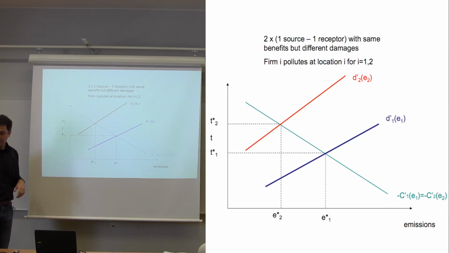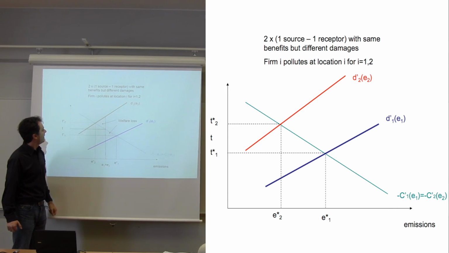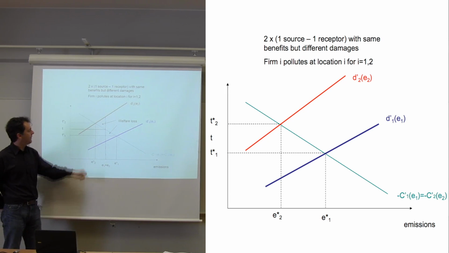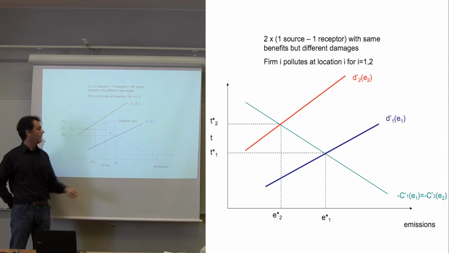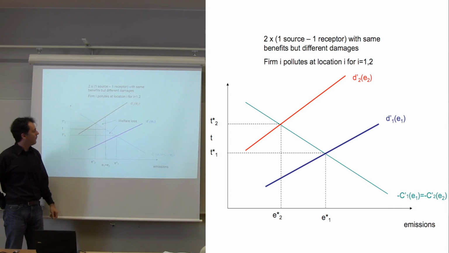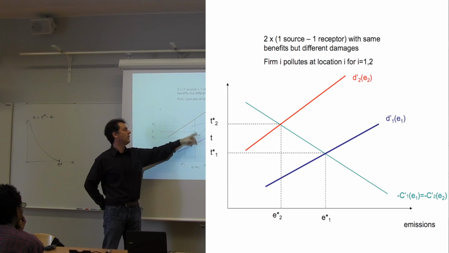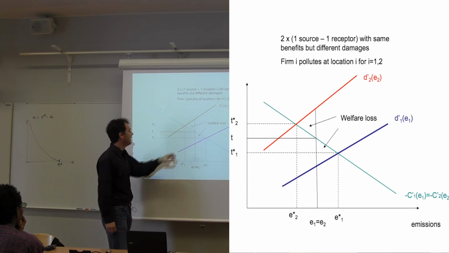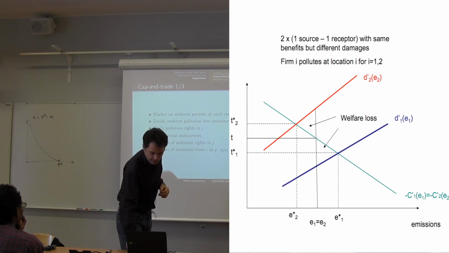If you get a uniform tax, then what you get, as we have seen last week, is that each firm will equalize the marginal abatement cost to the tax rate, and that will be the level of emission for both firms. So firm 1 will under-emit, while firm 2 will over-emit, and then you get some welfare loss. So the same story as last week: there is some loss due to a uniform tax rate.